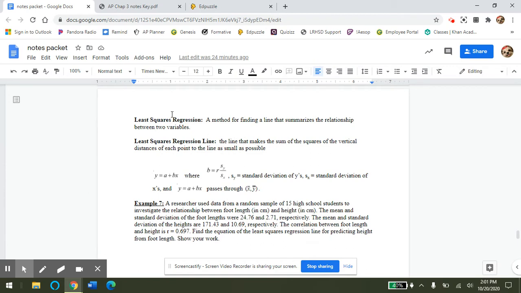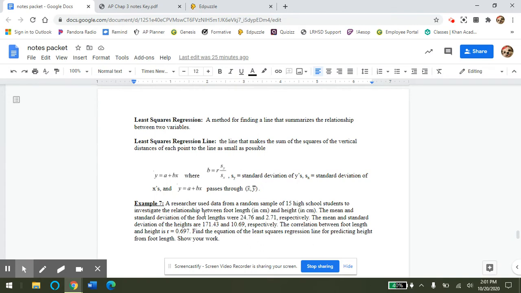So, another thing that we could talk about: your least squares regression can also be called your least squares regression line, your regression line, your best fit line, or your prediction equation, or whatever you want to call it. But there are times where you aren't given the data set. So I'm going to read this problem and then I'm going to explain all this stuff to you.